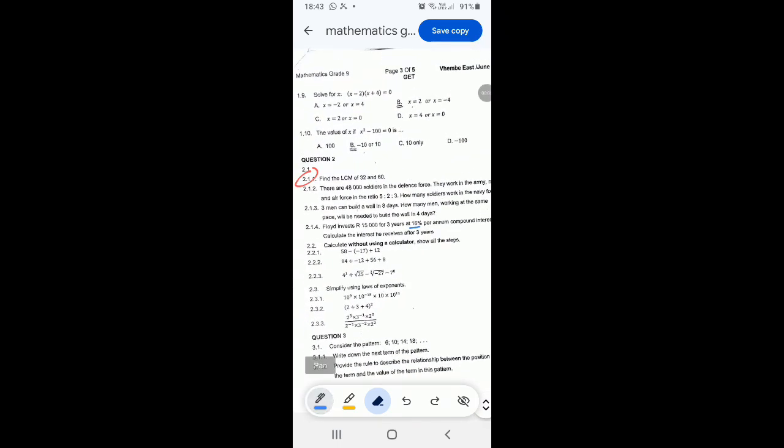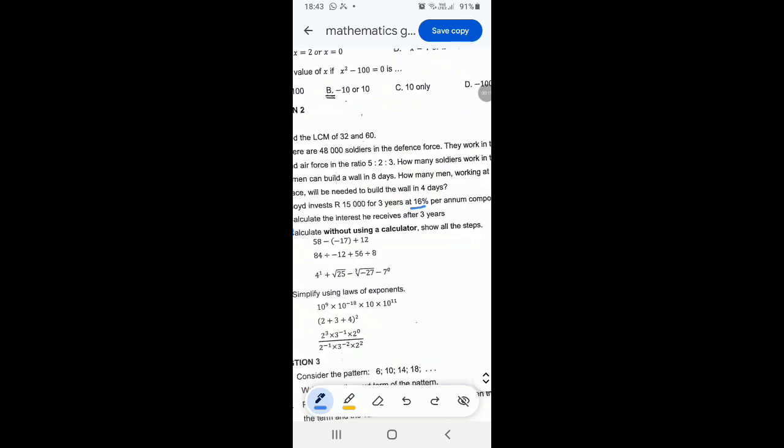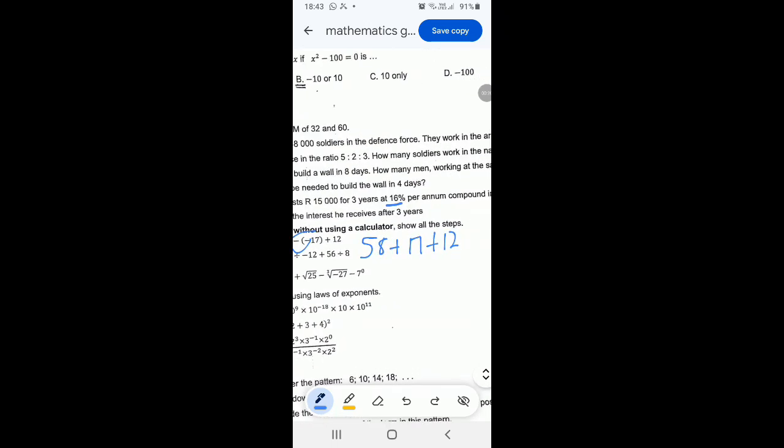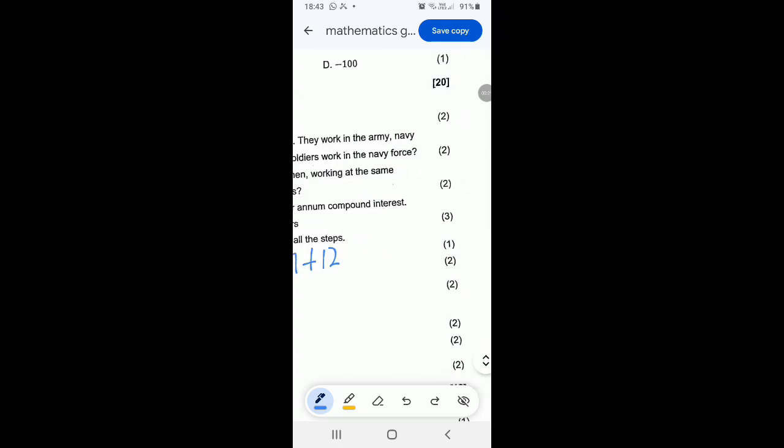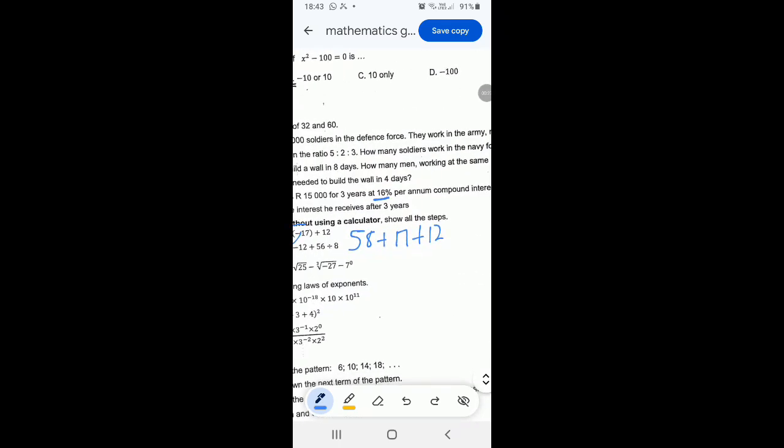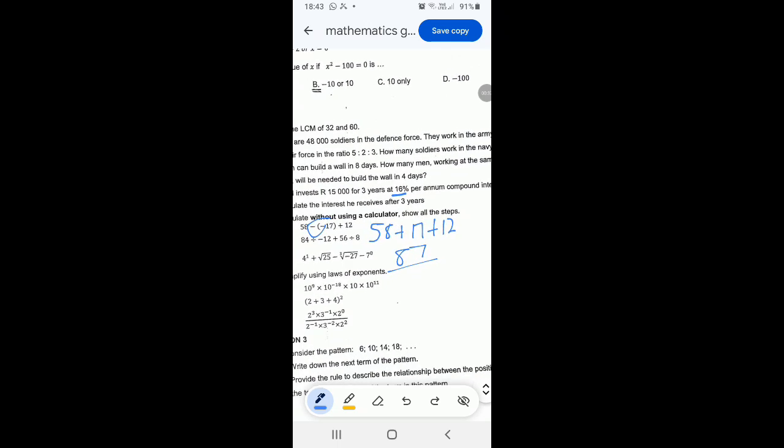Okay, we'll continue from here. 2.2.1. So we have 58. A minus and a minus is a plus. 17 plus 12. Now, because this is only 1 mark, you don't have to go all the way. So just punch your calculator, you get the answer. They're not giving us enough marks to go all the way. So 87 is our answer.